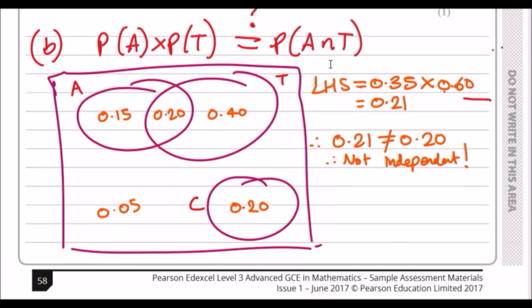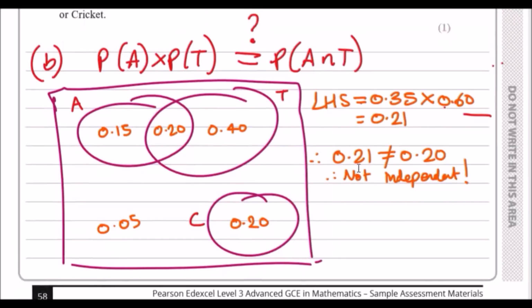And this is the assumption. We need to prove that A times T gives us A and T. Looking at the left hand side, A, which is 15 and 20, gives us 35. And T, which is 20 and 40, gives us 60. Multiplying them together will give us 0.21. So no, they're not independent, because 21 of course isn't 20. And that's it. That's what you say.